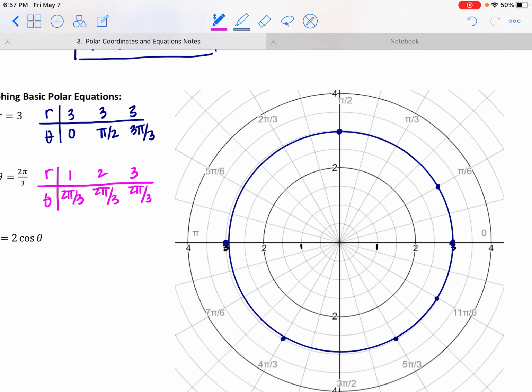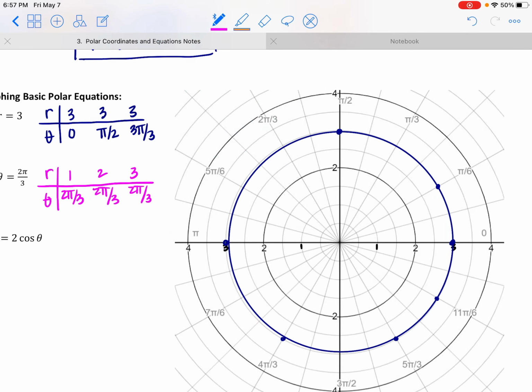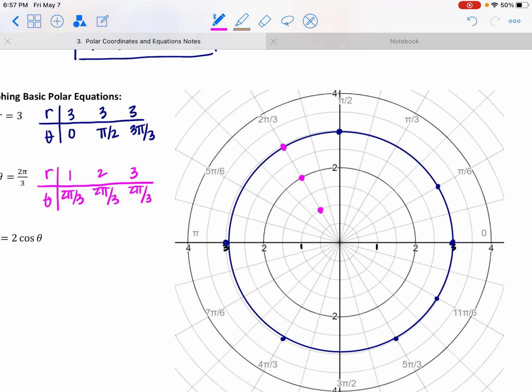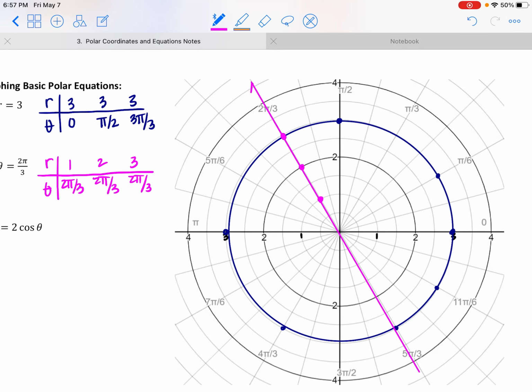Well, if my angle doesn't change, if I'm at 2 pi over 3 with a radius of 1, or 2 pi over 3 with a radius of 2, or 2 pi over 3 with a radius of 3, if my angle isn't changing, then that ends up being a straight line here. A straight line through that angle, 2 pi over 3. You get the idea. Okay, so there's that guy.